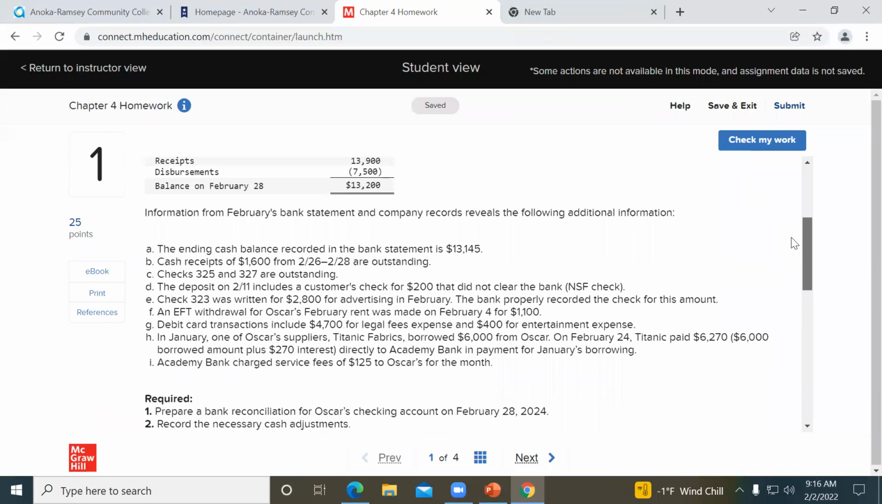Then it tells us cash receipts of $1,600 from February 26th through 28th are outstanding. What do we do with deposits outstanding? Look at that page you wrote down. You would show it on the company side, but it doesn't show up on the bank side yet. Right? Look at that. Remember this one?